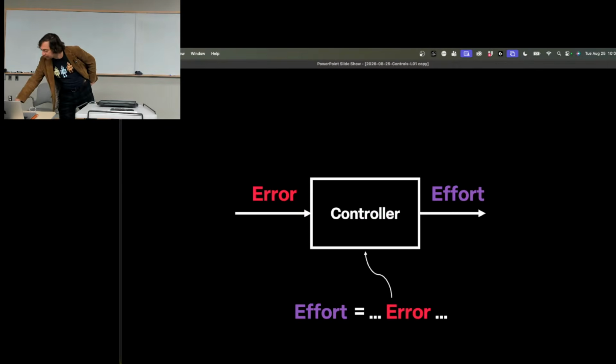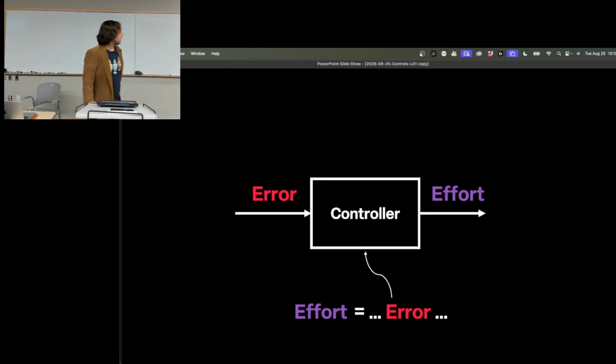So the idea is that the effort is some function of your error, okay? Your effort is equal to something, something error. Who gets to choose what that function is? We do. Yeah. You specifically, sir. You raised your hand. No, you did. You participated. Thank you. Okay. You're great. We choose what that is.